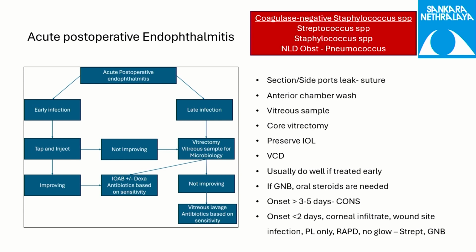And very poor prognosis is onset less than 2 days, corneal infiltrate, wound site infection, only PL, RAPD, no glow. These are typically associated with streptococcus and GNB.